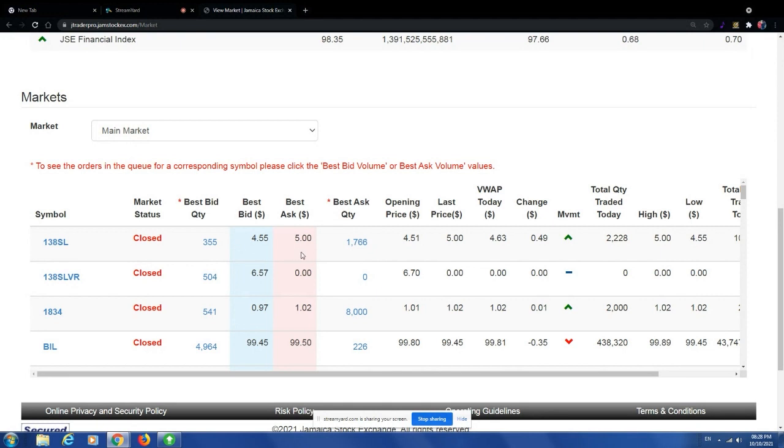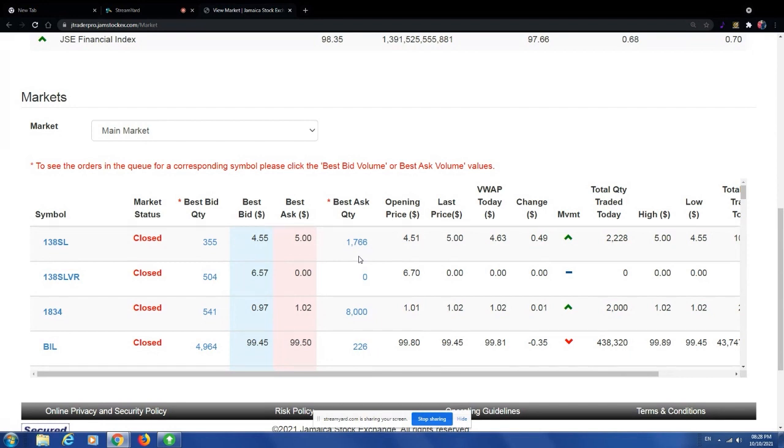Then you have the best ask. The best ask is basically what somebody is willing to sell, and the volume right here is what they're willing to sell. So to differentiate, remember, persons who are on the best ask side are persons who already own the stock. So they're looking to sell the stock. Persons who are on the best bid side are persons who are bidding to actually purchase the stock at a particular price.